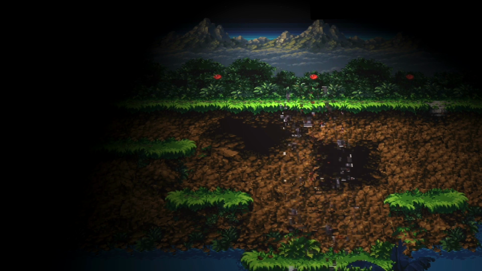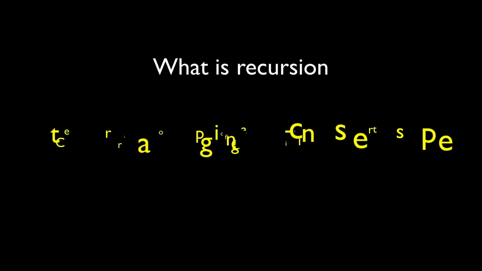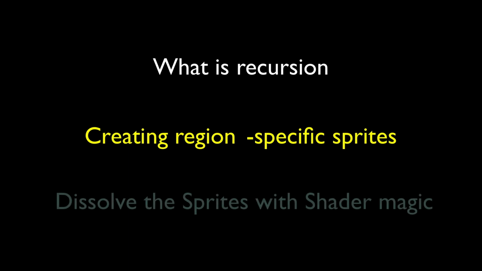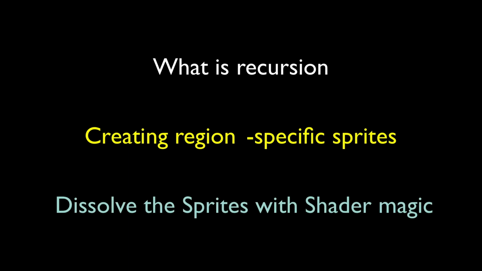Here's your roadmap for today's journey into code wizardry. Setting the stage with recursion, generating rectangles of varying sizes through a custom recursive algorithm, crafting region-specific sprites, how to carve out pieces of your main sprite texture based on the generated rectangles, the finishing touch, using shaders for a dissolve effect that adds depth to your explosion.